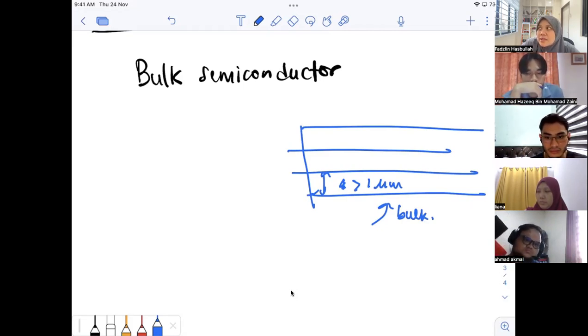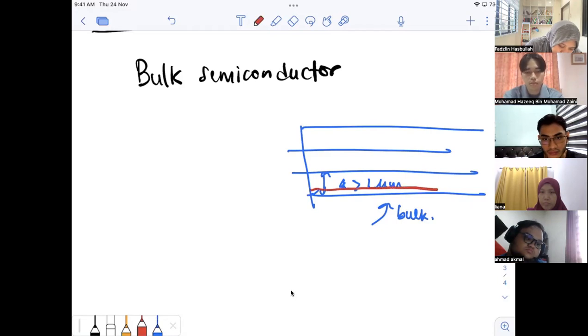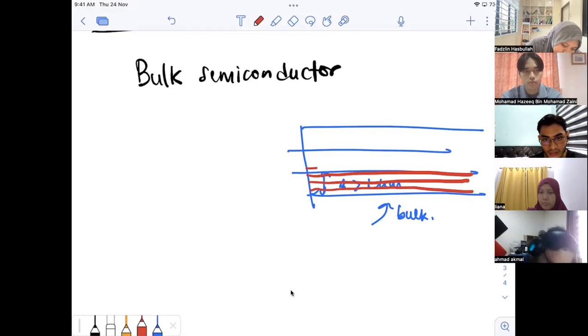So biasanya LED nowadays, if you go and buy LEDs in the market, most of the LEDs are quantum well LEDs. Okay, quantum well LEDs. So what does it mean? Okay, bulk semiconductor is big, like 1 micron or more. Now, if you try to make the epitaxial layer thinner, so instead of macam saya draw ni, dia buat kecil je macam ni, layer macam ni. So you make the epitaxial thinner.